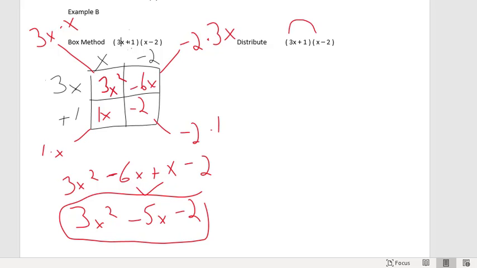I'll take the first piece and multiply it by both things in there. So 3x times x, and then 3x times a negative 2. And then do it with the other term as well, 1 times x, so plus 1 times x, and 1 times negative 2.